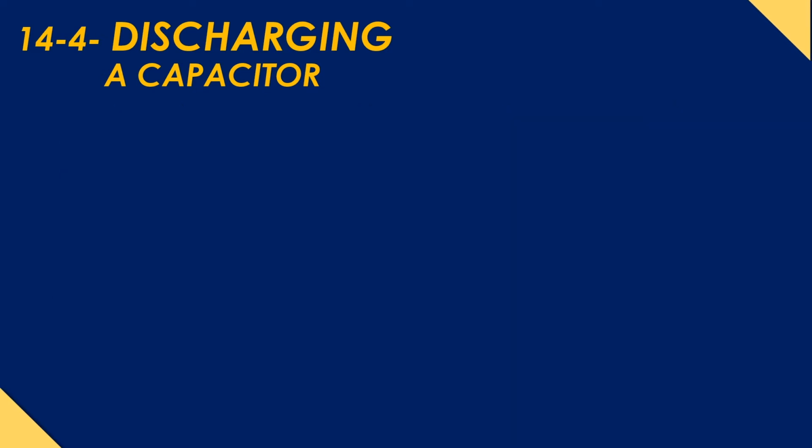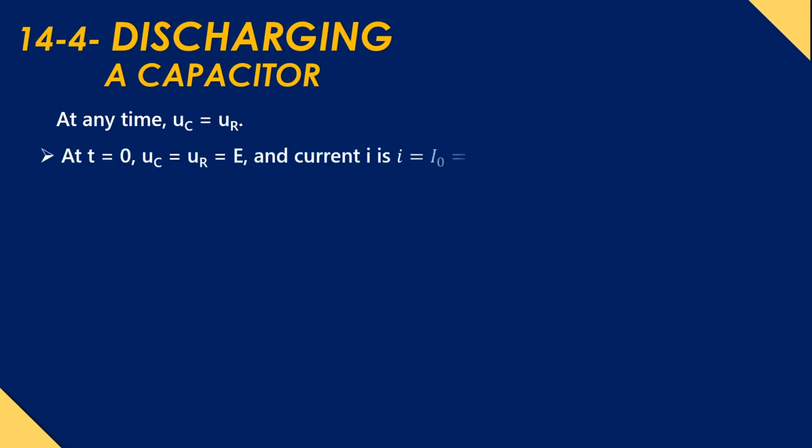Now let us study the discharging phenomenon quantitatively with numbers. So first of all, keep in mind at any time t, U of the capacitor equals that of the resistor. The capacitor plays the role of a generator here. At time 0, the voltage of the capacitor is E. It hadn't lost any of its charge. Thus, its voltage is still the same. The current at this instant is I equals E over R, because as we have said, UC equals UR.